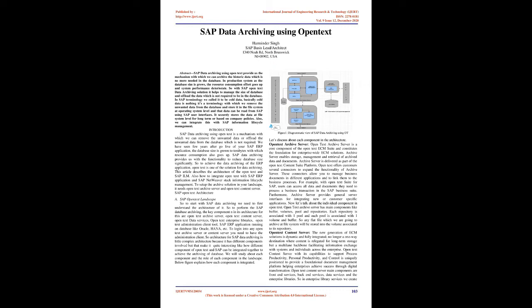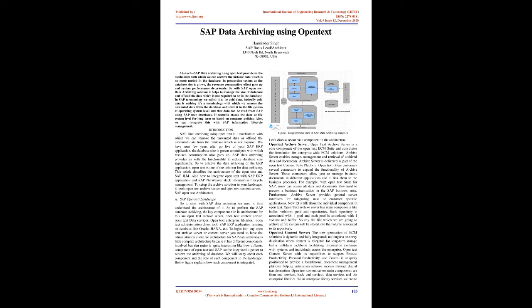The architecture for SAP data archiving is a little complex because it has different components involved, but that makes it quite interesting, like how different components of OpenText and SAP can be integrated together to achieve the archiving of the database. We will study each component and the role of each component in the landscape. The figure below explains how each component is integrated. Figure 1: diagrammatic view of SAP data archiving using OT. Let's discuss each component in the architecture.